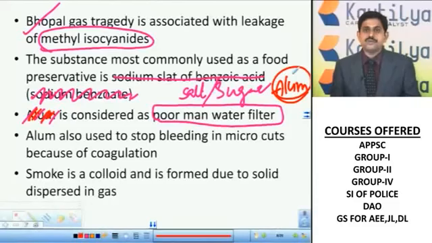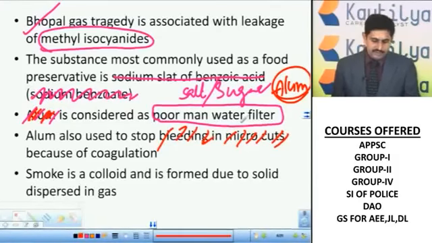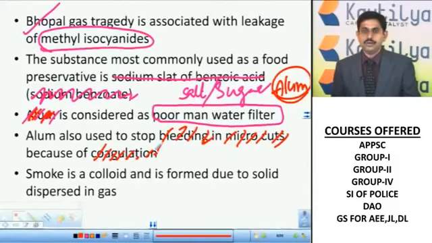This alum is also useful to stop bleeding in micro cuts, not big cuts. Small micro cuts' bleeding can be stopped by alum. Why can it stop it? Because it is involved in the process called coagulation, that is blood clotting. So for micro cuts, for example during shaving or sometimes while cutting vegetables, bleeding can be stopped by using alum.